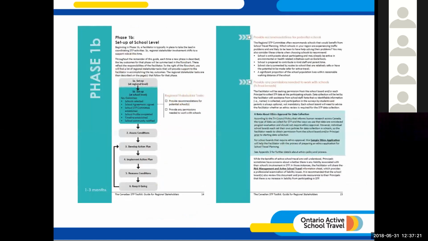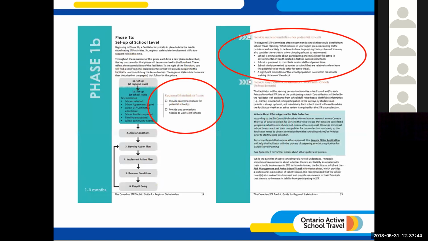The guide for regional stakeholders is styled to match the guide for facilitators. So it's using the same coloration of phases to aid navigation. And also in the same way, each phase chapter begins with the key tasks for the regional stakeholders. So those are highlighted on the first page of the phase. And then each task is described in detail in the following pages for that chapter.